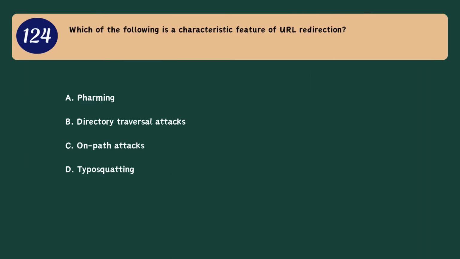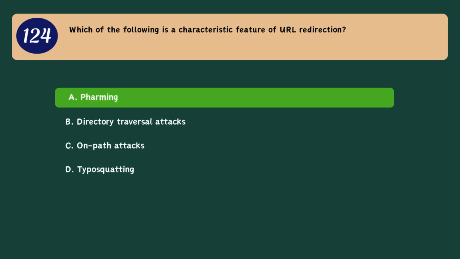Question 124. Which of the following is a characteristic feature of URL redirection? A. Farming. B. Directory traversal attacks. C. On-path attacks. D. Typo squatting. Correct answer. A. Farming.